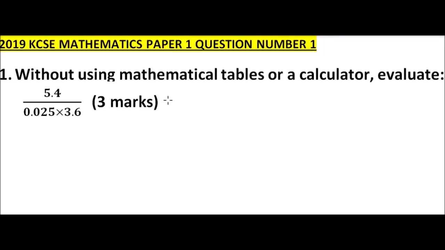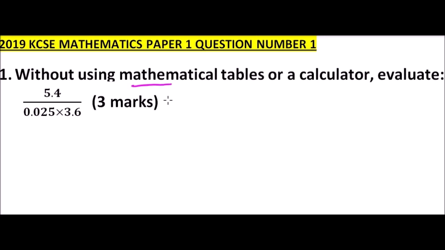So welcome to 2019 KCSE Mathematics Paper 1, question number 1. In this question we are told, without using mathematical tables or a calculator, evaluate 5.4 divided by 0.025 multiplied by 3.6. You get yourself 3 marks. So before we do this question, let's find out what is expected of you.